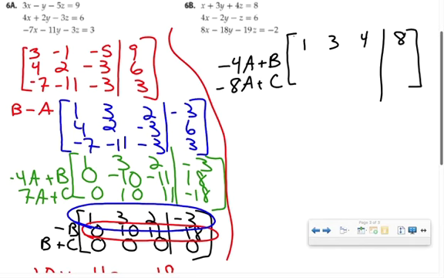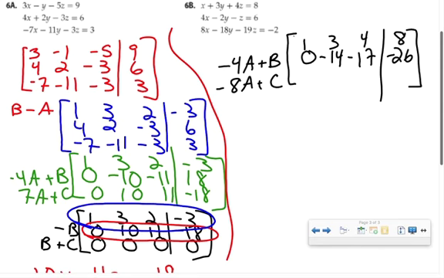-4 times 1 is -4. -4 plus 4 is 0. -4 times 3 is -12. -12 plus -2 is -14. -4 times 4 is -16. -16 plus -1 is -17. And -4 times 8 is -32, plus 6 is -26.